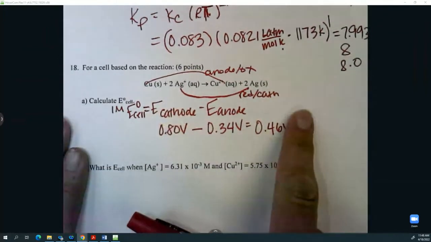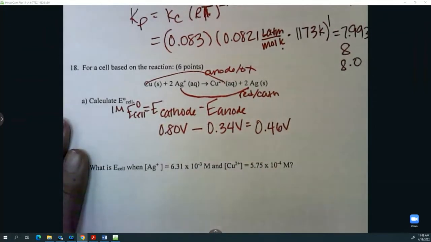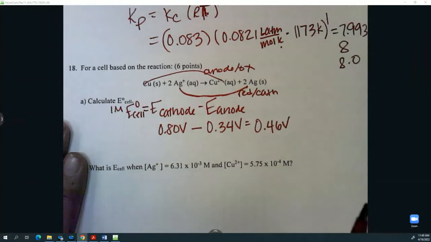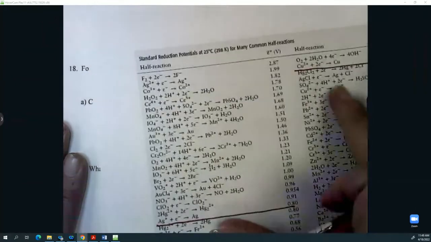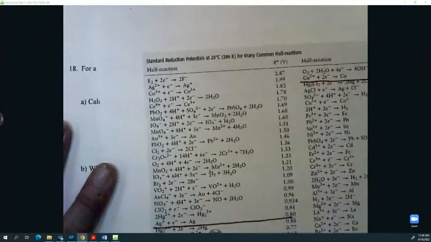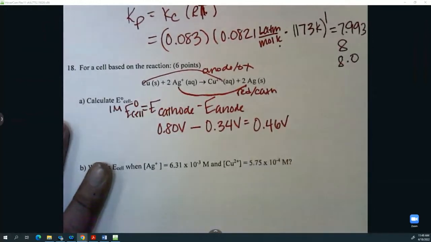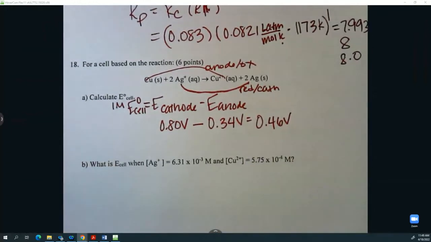But if they're writing the equation, they can write it however they want. It doesn't necessarily have to be spontaneous. So just to throw out a couple ways you could do it, if you have a reaction, you have to go by what the reaction says. If it doesn't match what the table predicts, then you'll just get a negative E cell and you'll know that's not a spontaneous reaction. But my positive E cell tells me this is spontaneous as written.